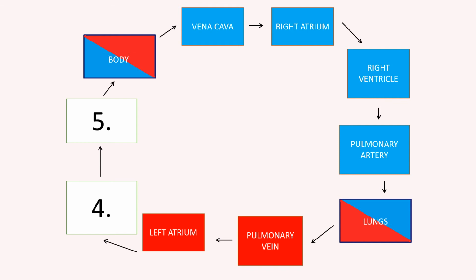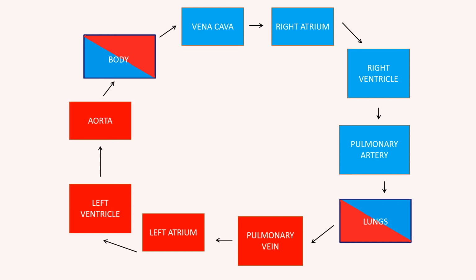So from your pulmonary vein, it goes to your left atrium. From your left atrium, you should have got 4 as your left ventricle. And then finally, number 5 would be your aorta, which would take the oxygenated blood around the rest of the body. Well done if you managed to get that correct. If not, you need to watch the video again.